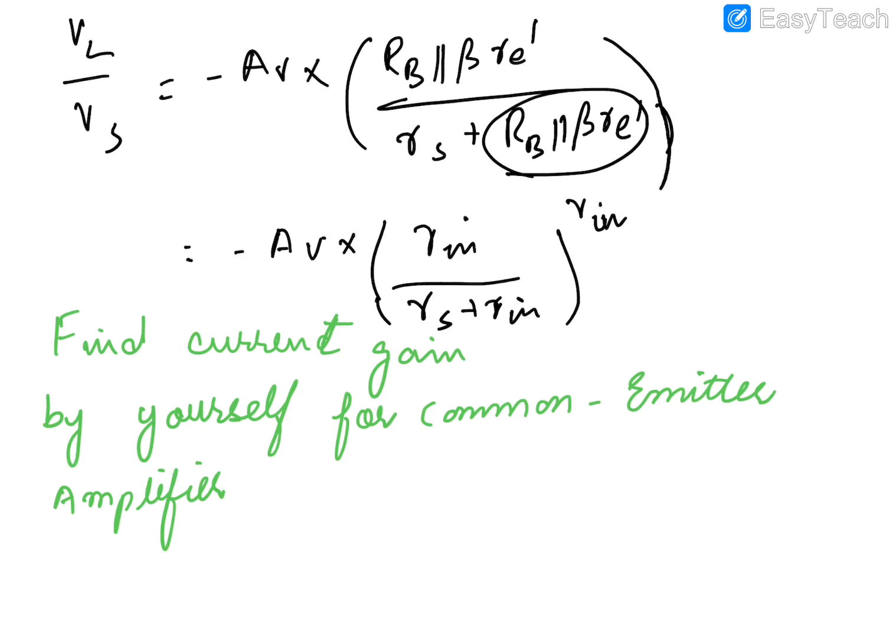for the common emitter amplifier. Now you have to find the overall current gain by yourself for the common emitter amplifier. This is all for today.